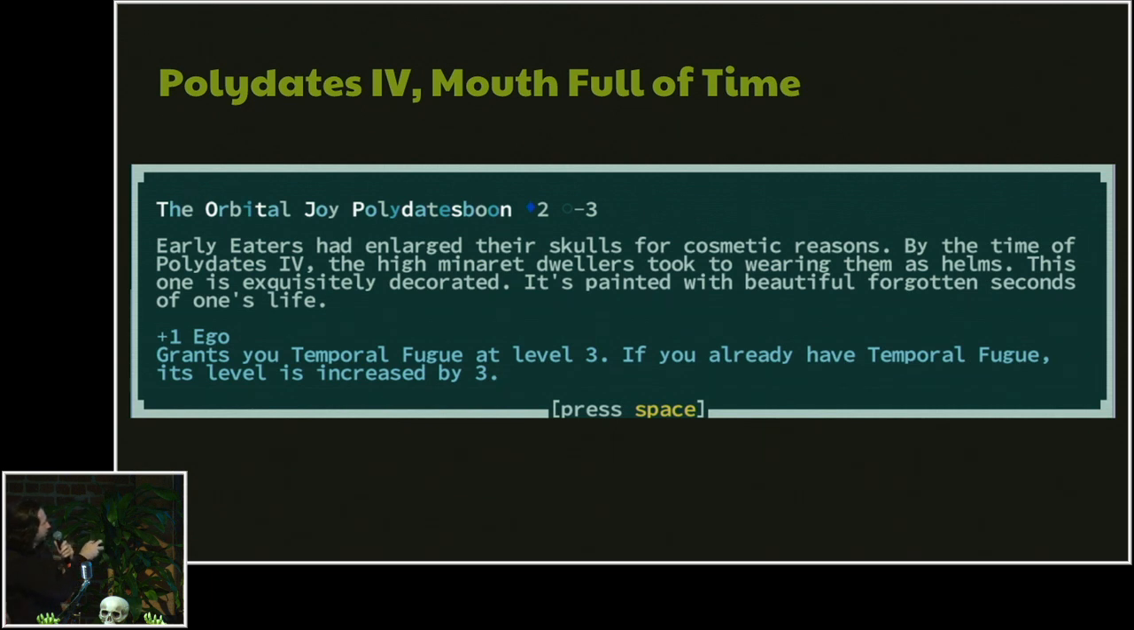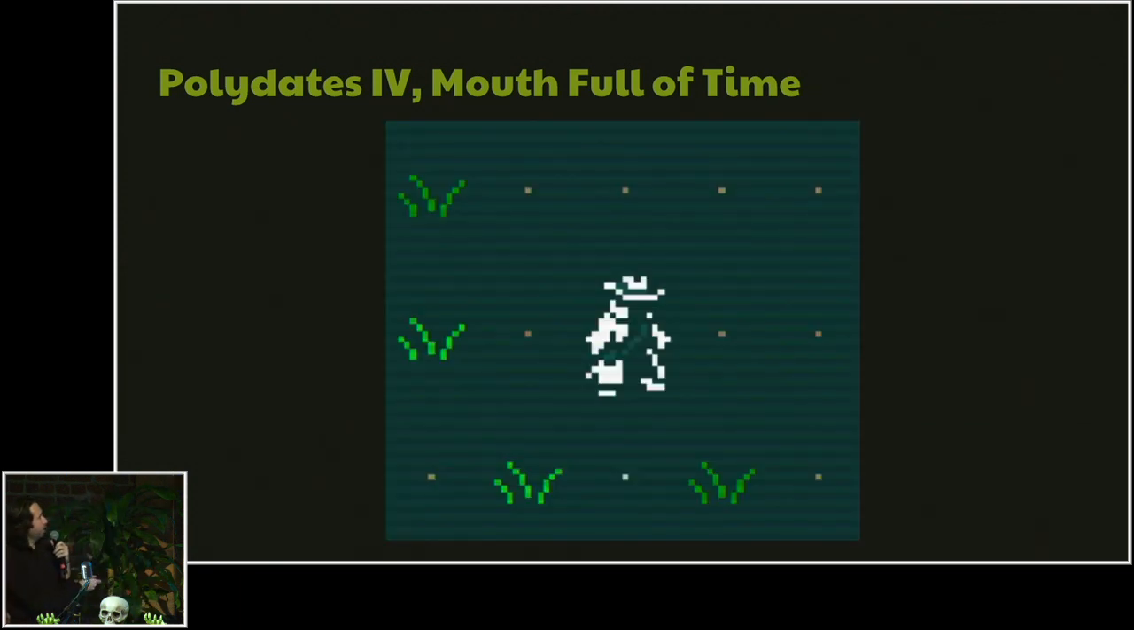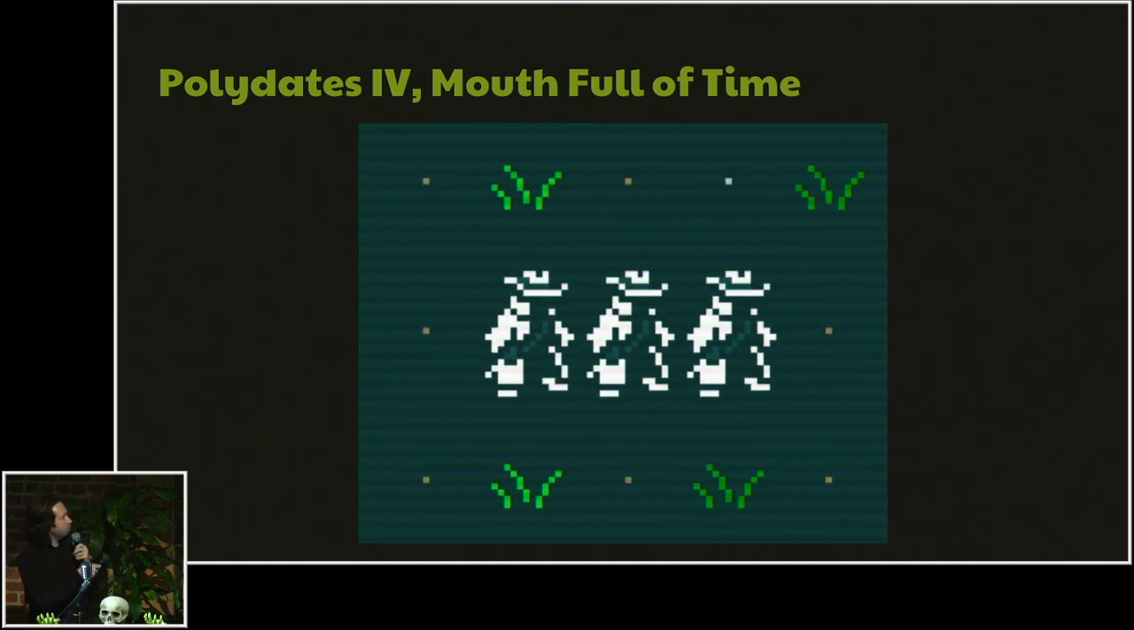Okay, this one is exquisitely decorated. It's painted with beautiful forgotten seconds of one life. So when you wear it, it gives you +1 ego, and it also grants you this mutation, temporal fugue, and this is a very powerful mutation in Caves of Qud. What it means is that if you're walking around as like a traveler in the world of Qud, you can multiply yourself and create some clones of yourself that will fight for you, and they have all your abilities and they have all of your equipment as well.